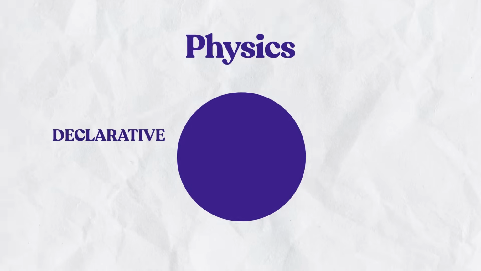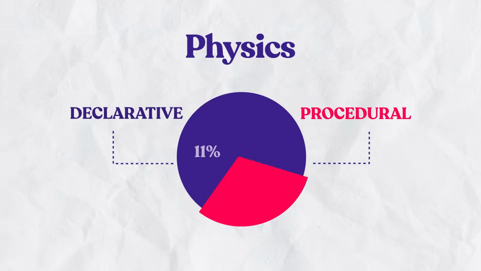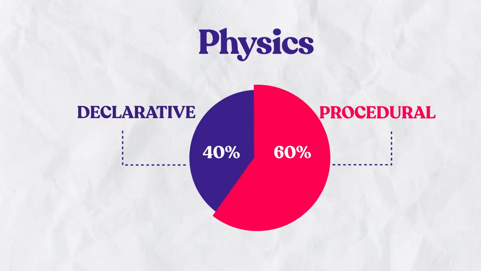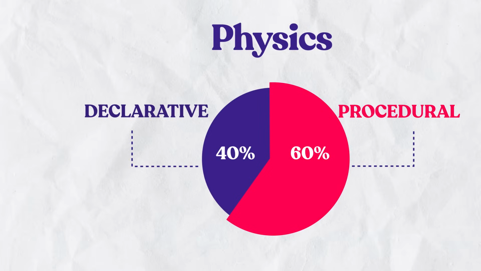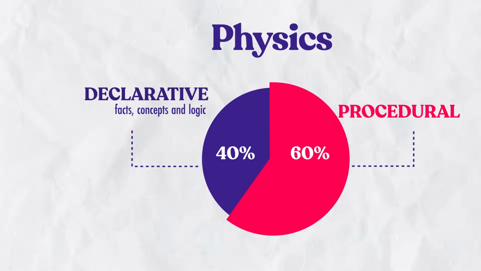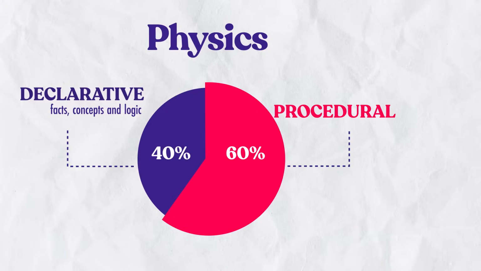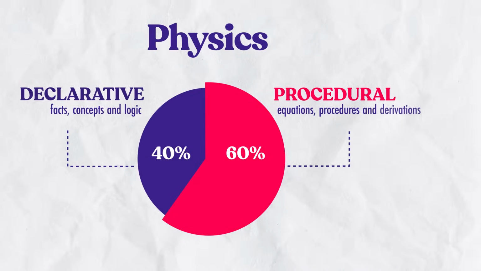At this point of the video, I encourage you to take some time to list out all the subjects that you have upcoming and the corresponding ratios of knowledge for those subjects. For example, for a subject like physics, the balance between declarative and procedural knowledge may be 40 to 60. Where maybe 40% of the content that you will learn are facts, concepts, and logic, and 60% of the content are equations, procedures, and derivations.